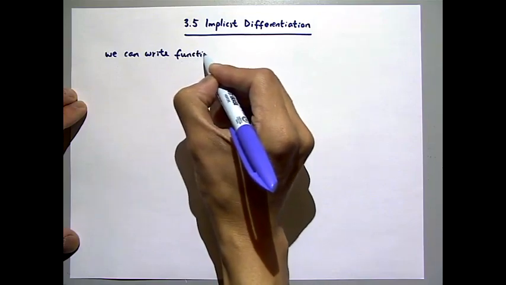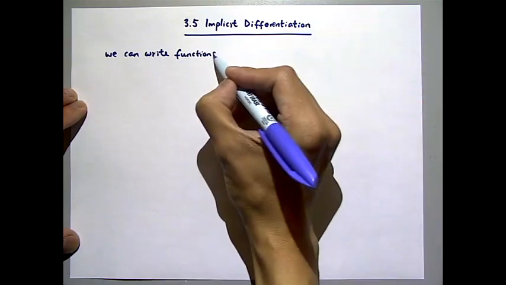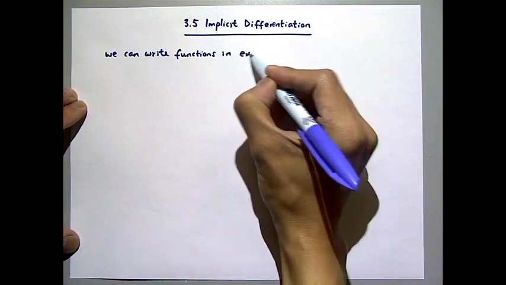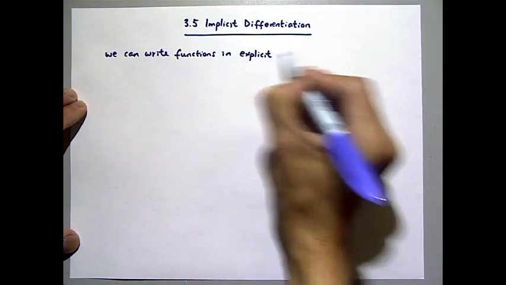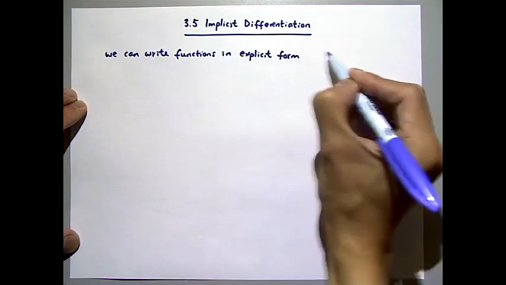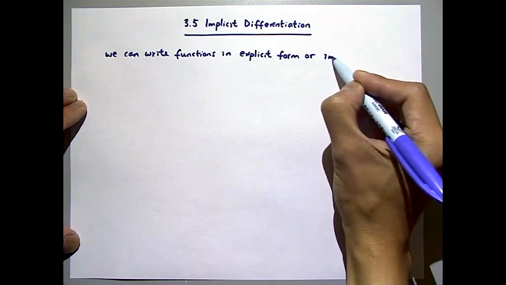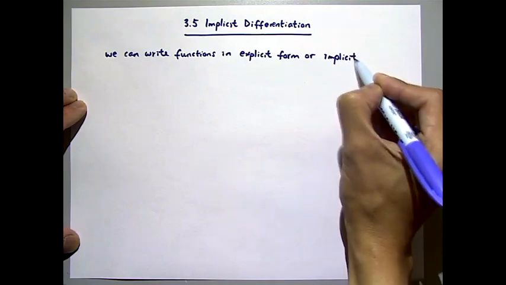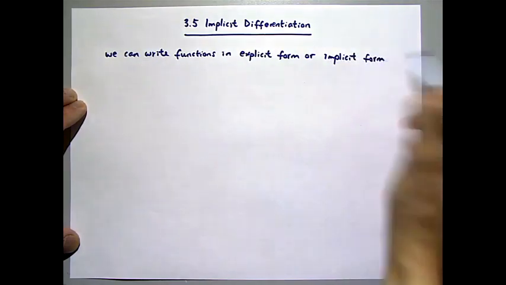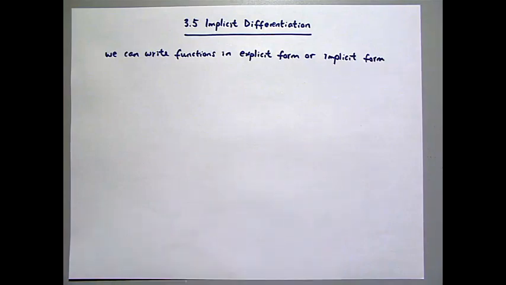We can write all functions in either the explicit form or implicit form. Explicit means you know exactly how that function depends on a variable.